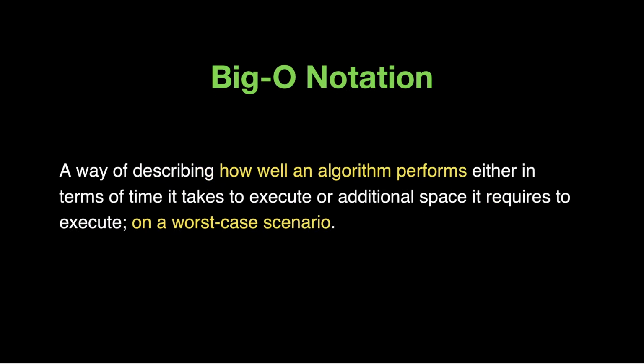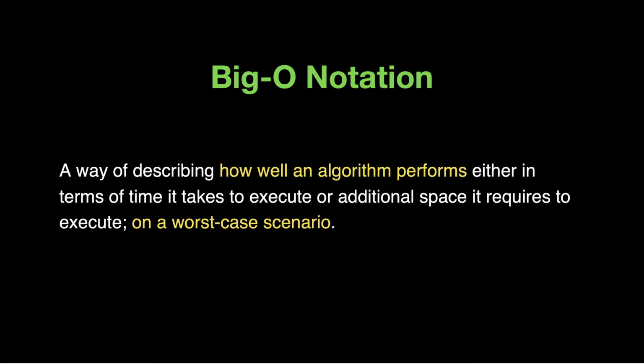Today, first of all, we will begin our session by discussing the BIGO notation. This is nothing more than a way of describing how well an algorithm performs, either in terms of time, the run time it takes the algorithm to execute, or additional space an algorithm requires to execute. So it can be either time complexity or space complexity.